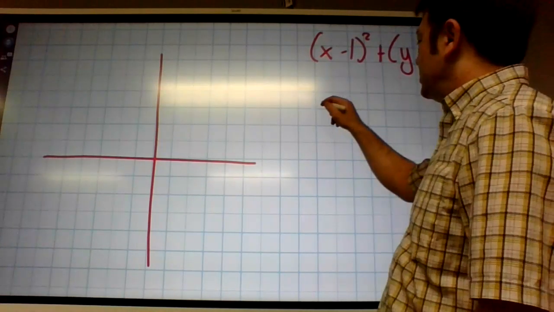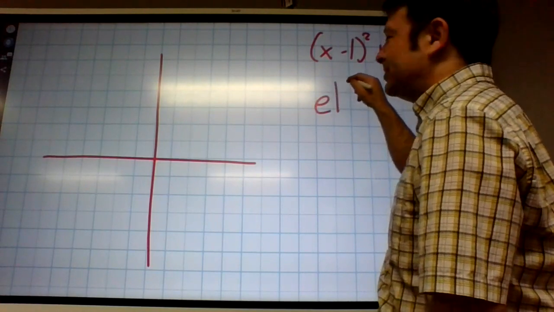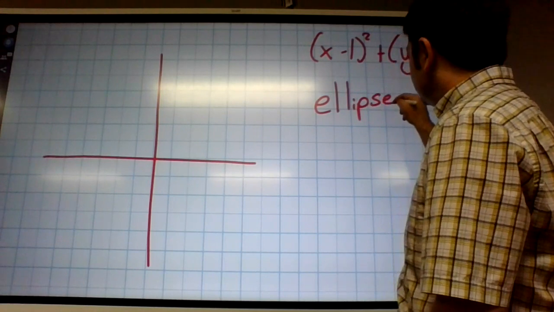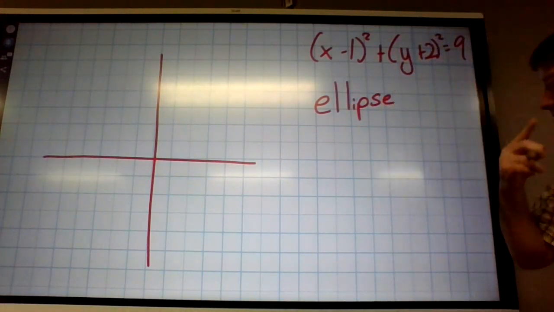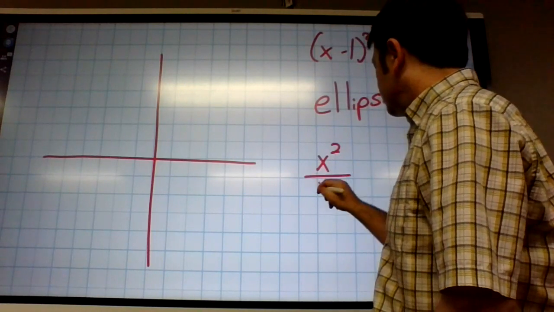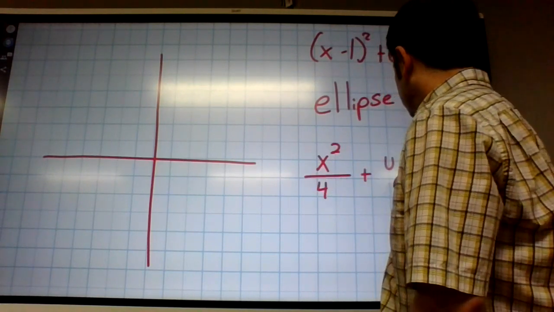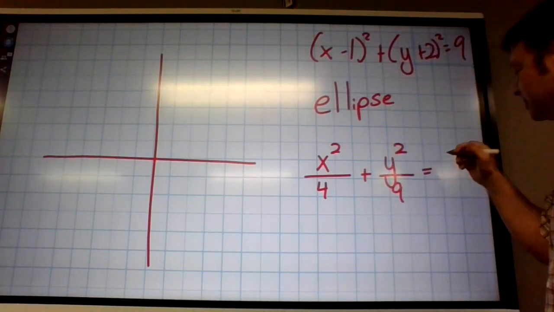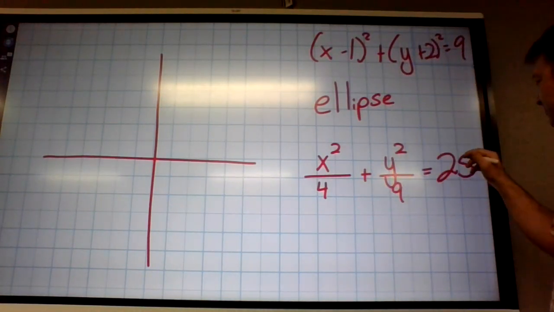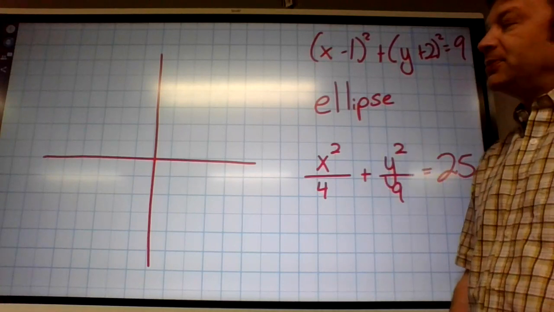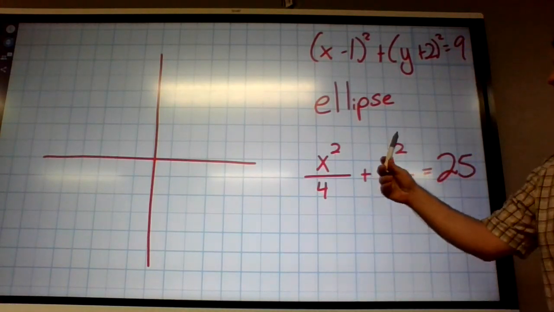Today we are doing ellipses, is that the plural? Do you guys know what ellipses are? It looks kind of like a circle. I mean the equation. An ellipse is basically an oval. It's a fancy word for oval. And this is the equation that makes it happen.